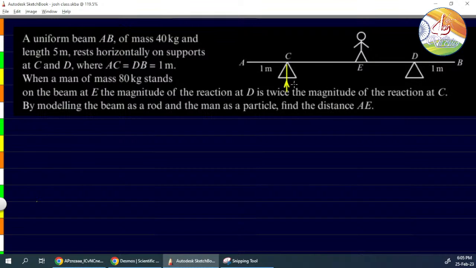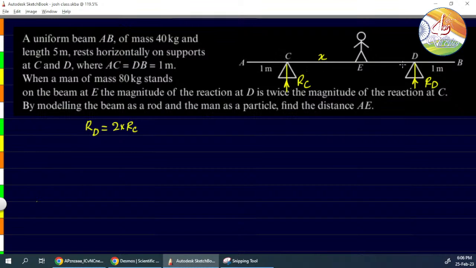So the reaction at C, let us call it RC. The reaction at D, let's call it RD. He is giving the relation between RC and RD. According to him, RD is equal to twice the magnitude of RC. So this data is given. By modeling the beam as a rod and the man as a particle, find the distance AE. So he is asking us to find this length AE.